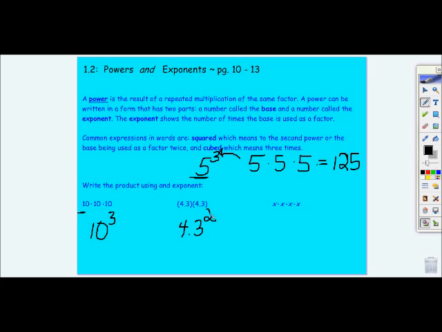We can do it with variables as well. Our base, what's being repeated, is the x. It's repeated 4 times, so that would be x to the 4th. And doing that in reverse then would be x times x times x times x.